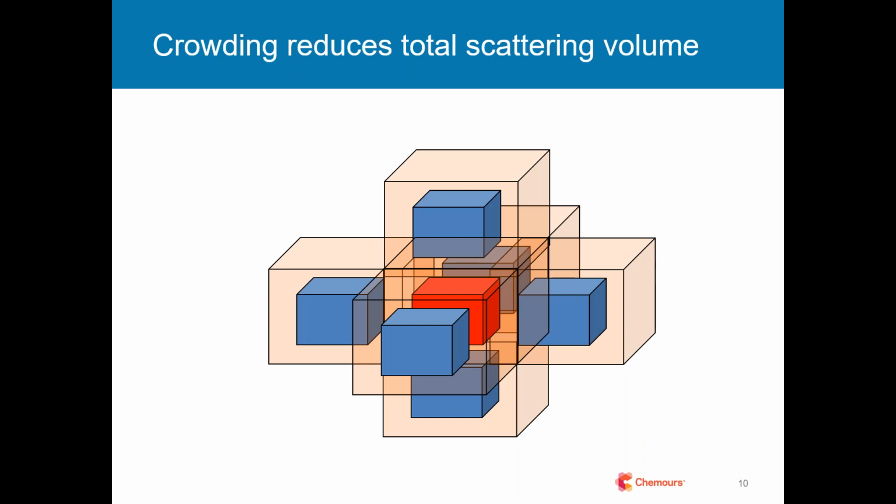So that results actually in a phenomenon that we call crowding. And this crowding reduces the total scattering volume, so also the total scattering power of the titanium dioxide.